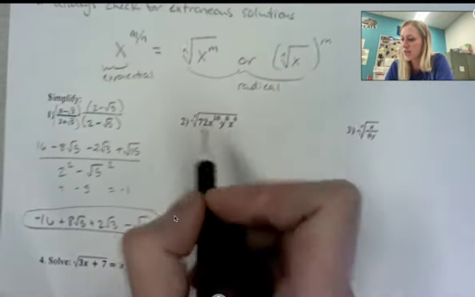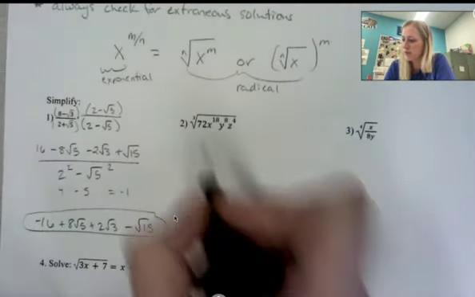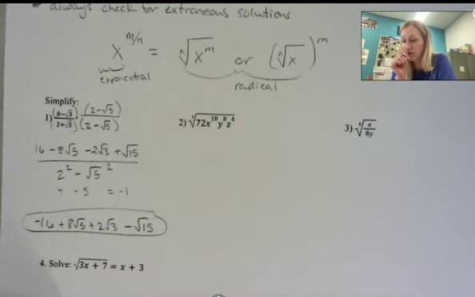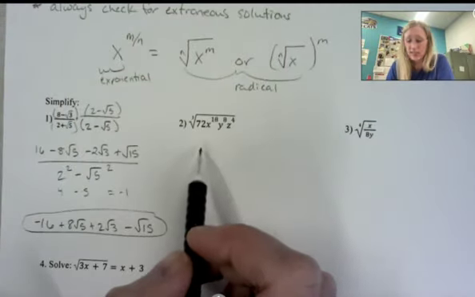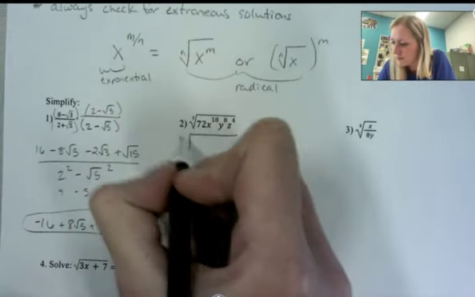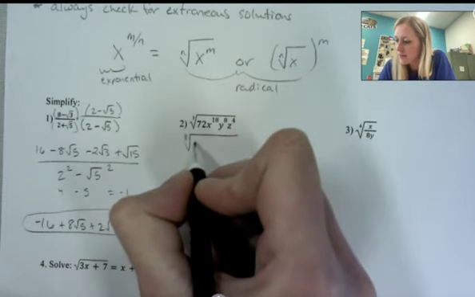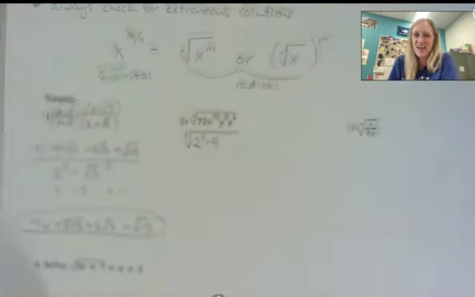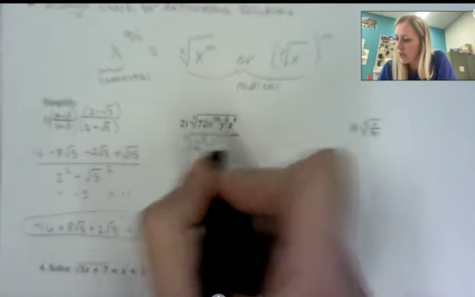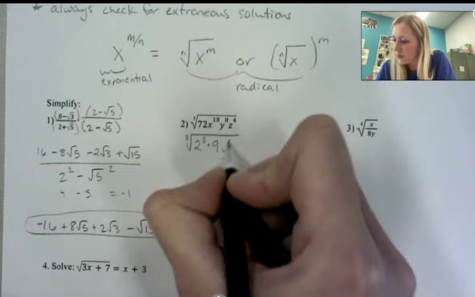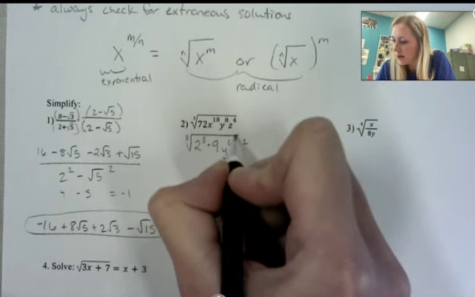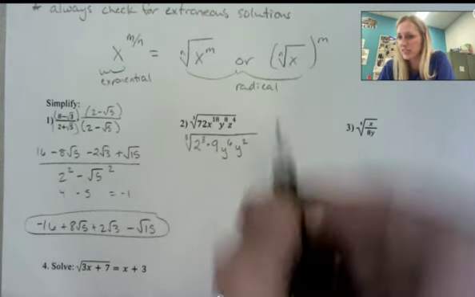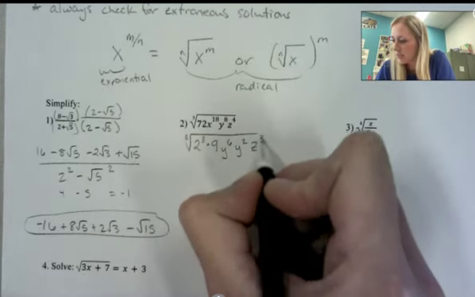Okay, here I want to pull out any perfect factors. So I want to think about things that go into 72 that I can take the cube root of. So 72 is the same as 8 times 9. So 8 times 9, so 2 cubed times 9. There's nothing that goes into 9 that I can take the cube root of. Y, I could break into y to the 6th and y squared. The reason I'm doing that is because I can rewrite y to the 6th. And z to the 4th, I can break into z to the 3rd and z.